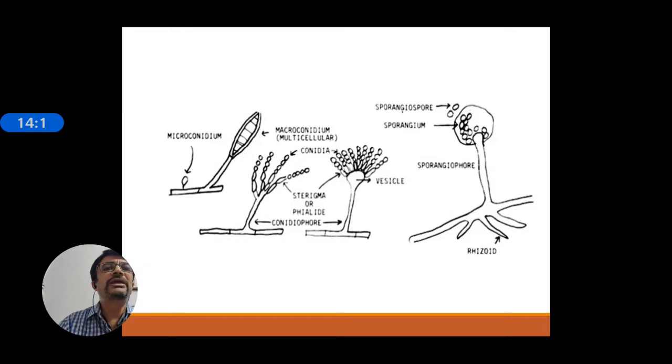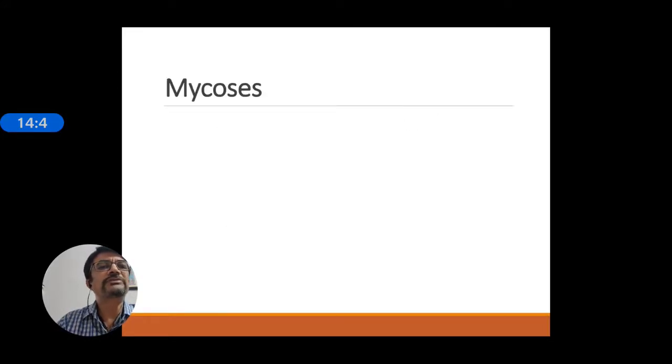microconidia, which is unicellular, macroconidia, which is multicellular, and in the sporangiospore, there is a big sac-like sporangium in which there would be spores, and these are on the aerial hyphae. These spores would travel with the air current, and whenever one reaches a suitable place, it would lead to the production of fungal hyphae. So that is asexual reproduction of the fungus.